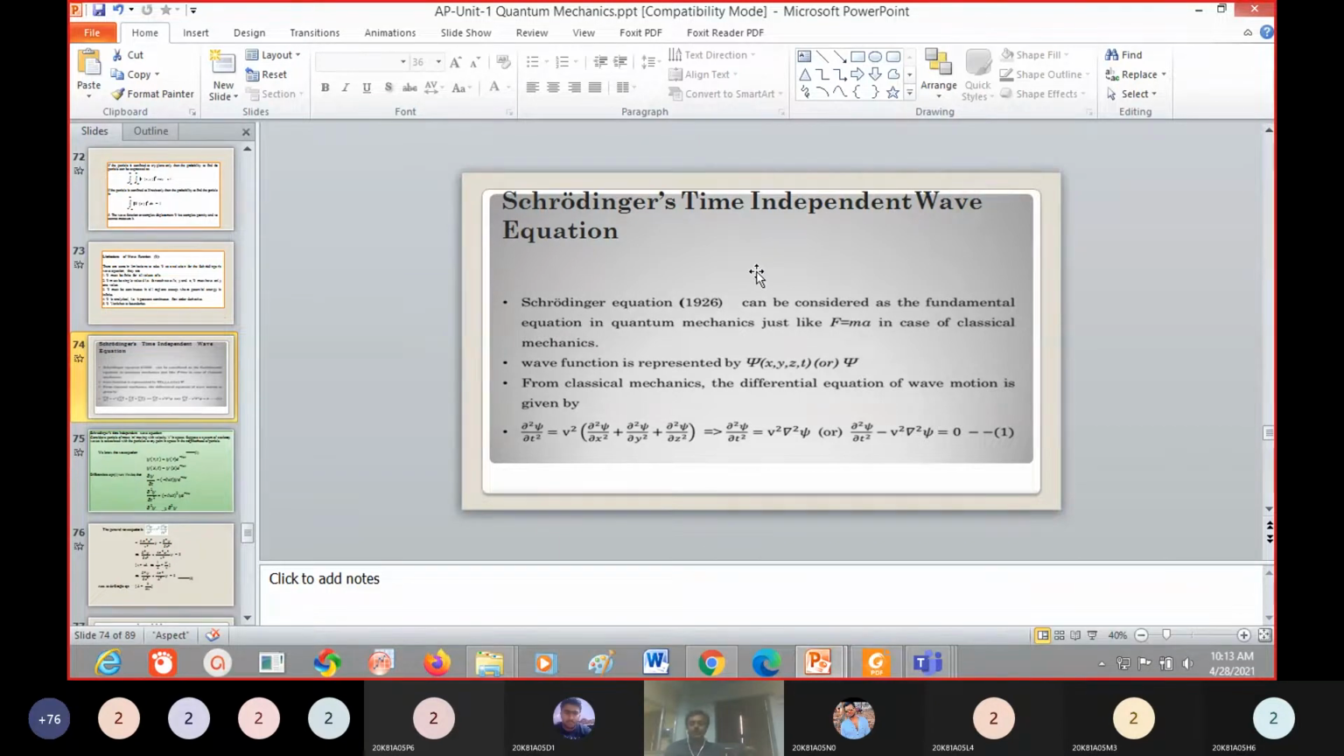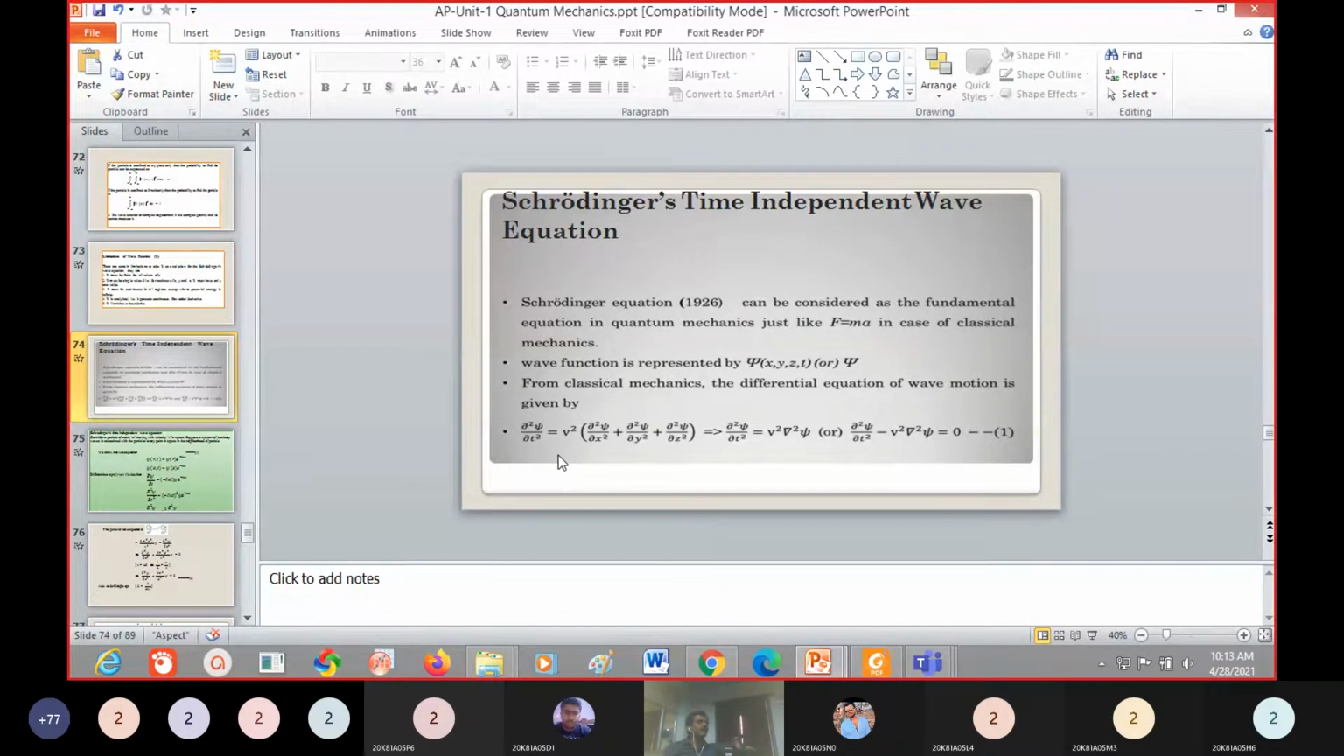Here also, by using the Schrodinger time independent wave equation, we can explain the motion of electrons, protons, that means microscopic particles. Okay, so for that, we will discuss the simple steps we are taking here.